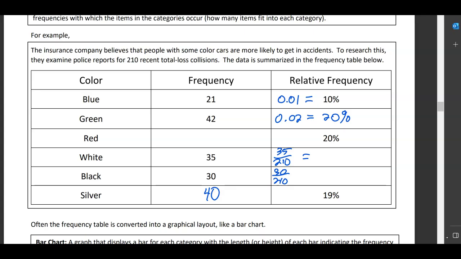Very close to 40. 20% was 42. So you can go back and forth. If you have the total, you can go back and forth between frequency, which is just the count of how many, and relative frequency. The relative frequency, or the frequency, you can create histograms for.